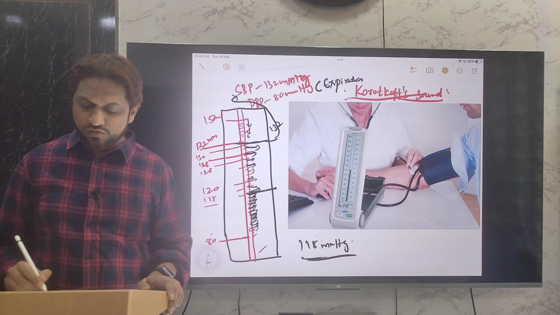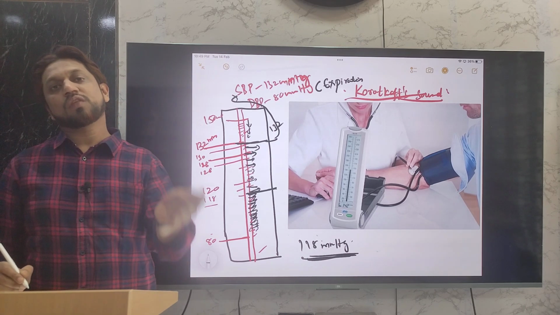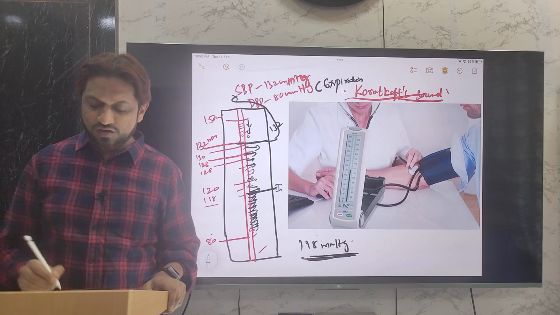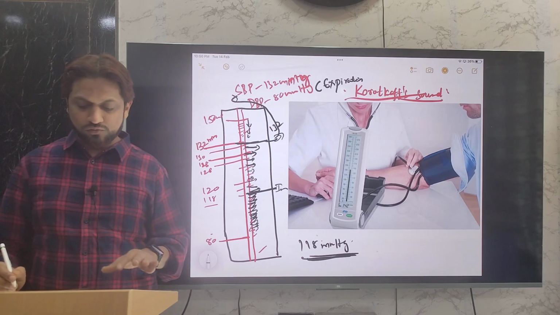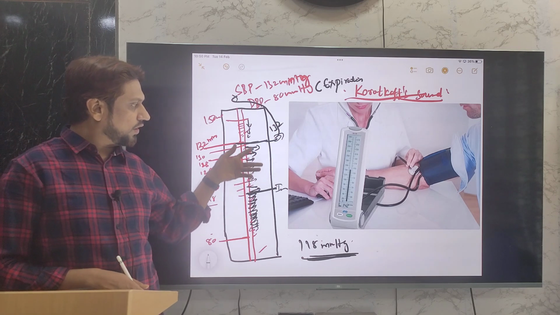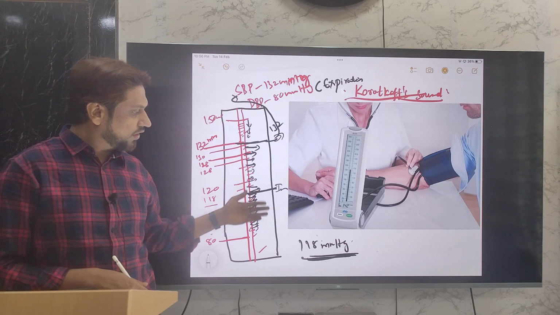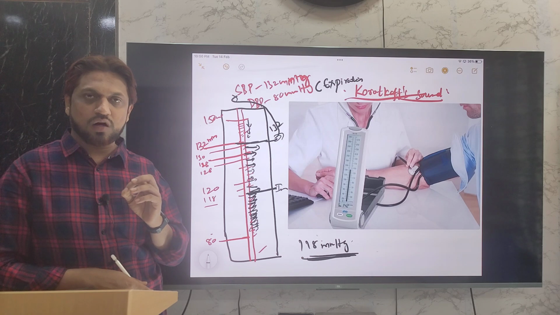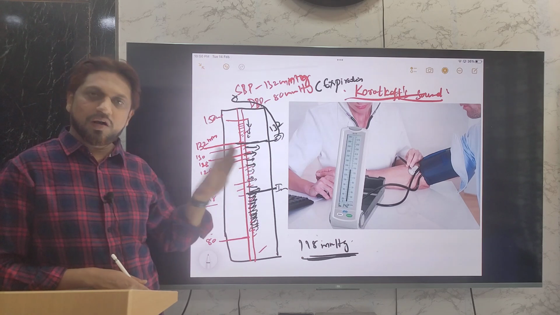That continuous sound is because the Korotkov sound is coming during inspiration also. So this is the systolic blood pressure during inspiration, and this is the systolic blood pressure during expiration. Clinically, in expiration alone there will be a gap, and during inspiration there will be continuous sound. It requires expertise to make out this sound clearly. Beginners will not find such a classical gap, but there is a gap.